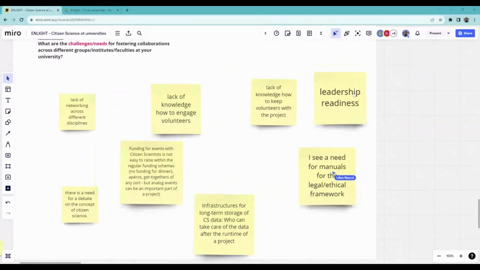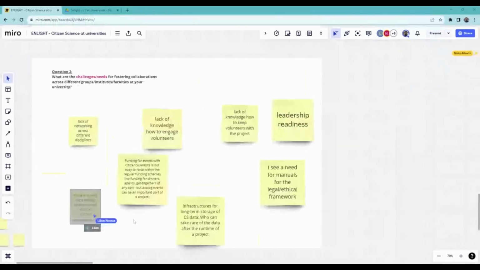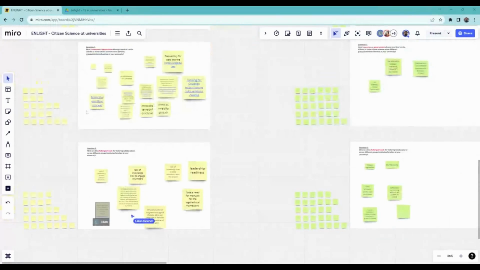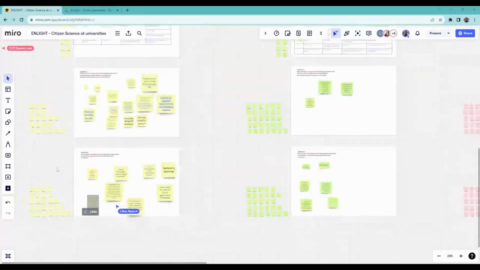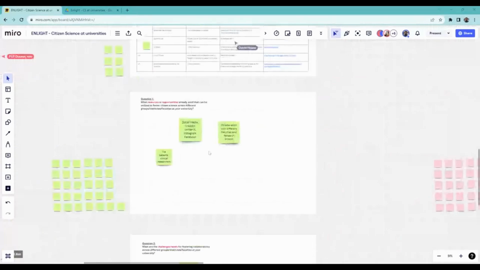Things around leadership readiness at the university or at the organization, and also more technical things, like infrastructure for long-term storage of citizen science data and who can access it. So there are a lot of opportunities and challenges identified by Group 1. Thank you for that. I will move to Group 2.